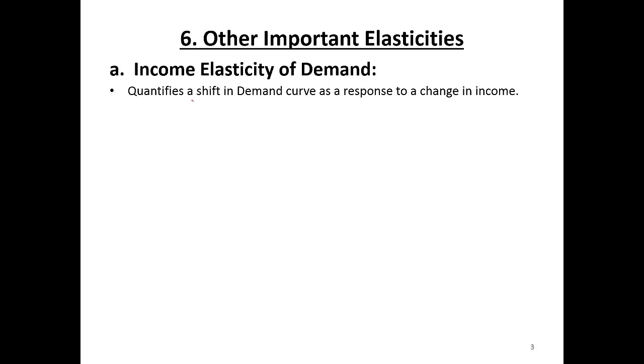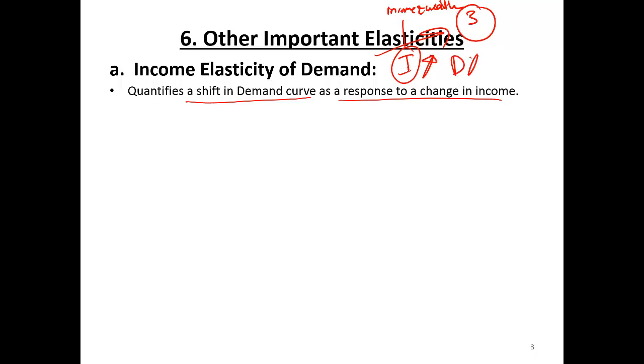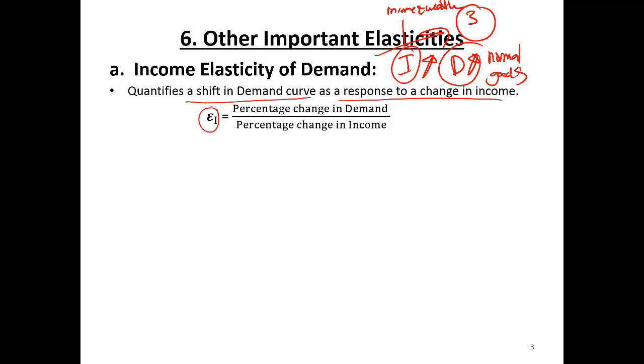Income elasticity of demand measures or quantifies the shift in demand curve as a response to change in income. Do you remember in chapter 3 we talked about income and wealth? We said if income and wealth increases, demand increases for normal goods. Remember, demand would shift to the right. So we're going to quantify this. Income elasticity of demand is percentage change in demand divided by percentage change in income.